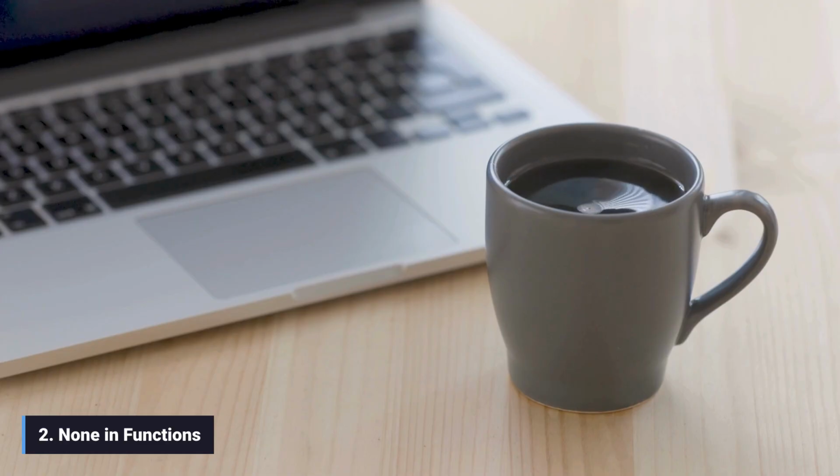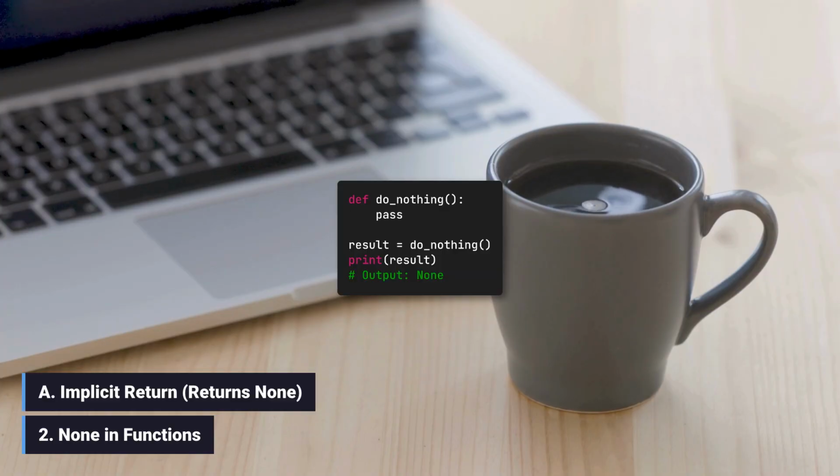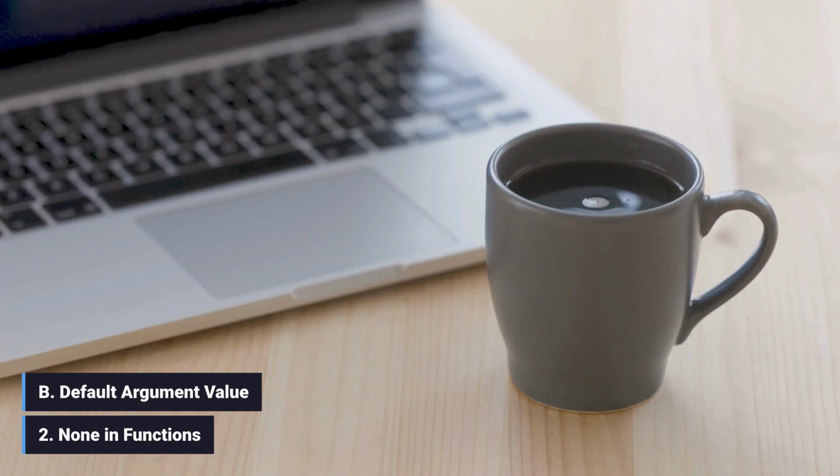2. None in functions. By default, if a function does not have an explicit return statement, Python automatically returns None. None is often used as a default value for optional function arguments, allowing the code to later check if a value was actually passed by the user.